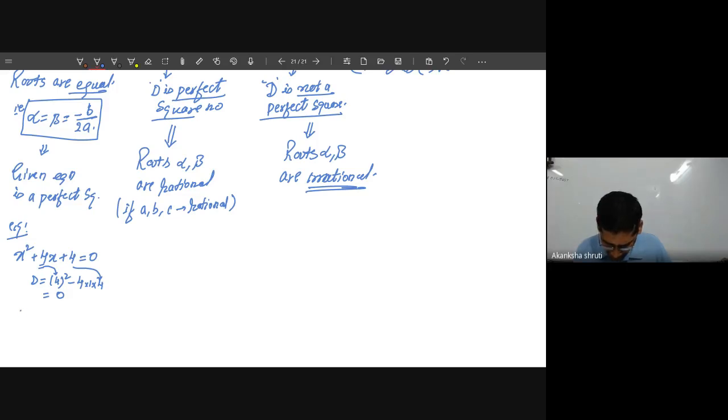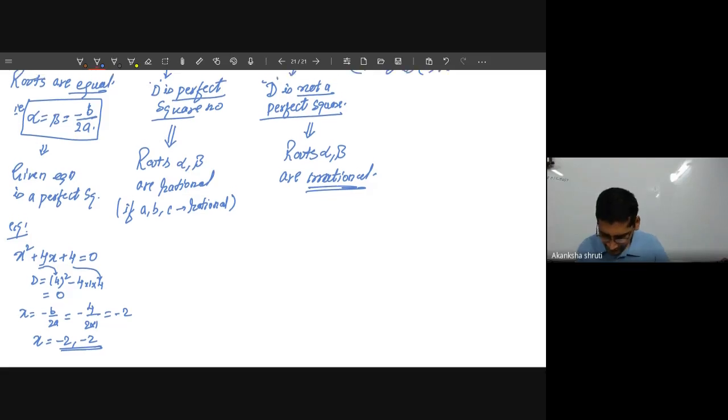So what is the value of x? Just minus b by 2a. Substituting, minus b is 4 by 2a, where a is 1, so it is minus 2. The other one will also be the same. So what are the roots? They are minus 2, minus 2. You have to write it 2 times. Okay, it is this one.